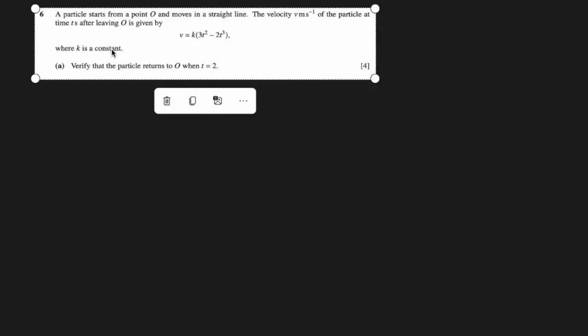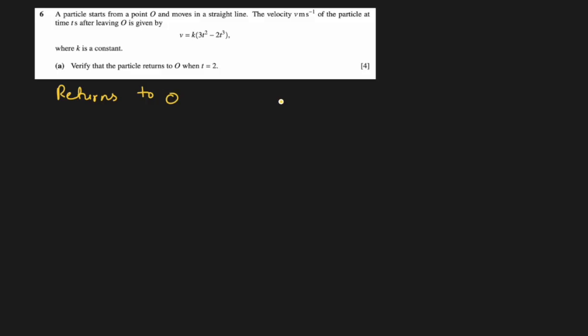Okay, the particle starts from O, a point O, and moves in a straight line. The velocity v meter per second of the particle is given like this, where k is a constant. Verify that the particle returns to O when t is 2. When it returns to O, what that means? Return to O. So if this is O, it went somewhere and came back to O, the displacement was 0.